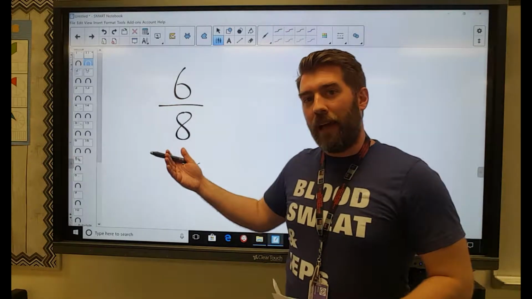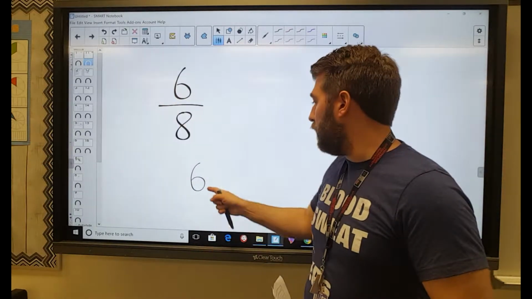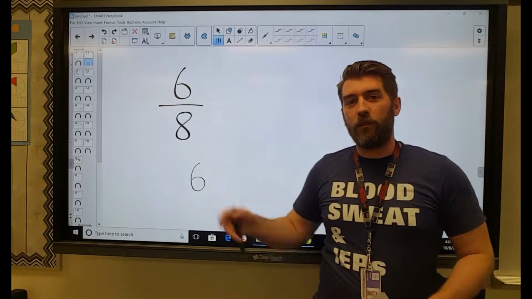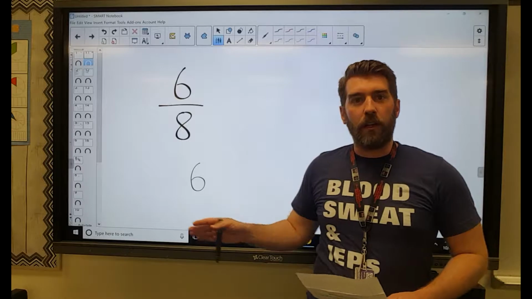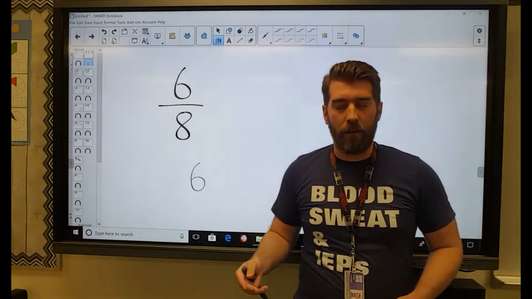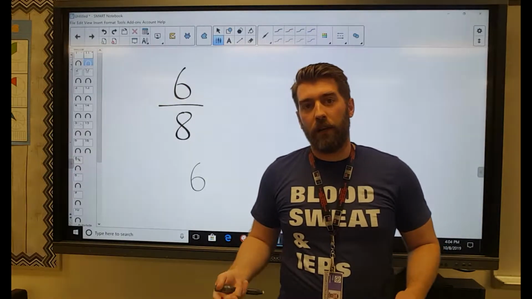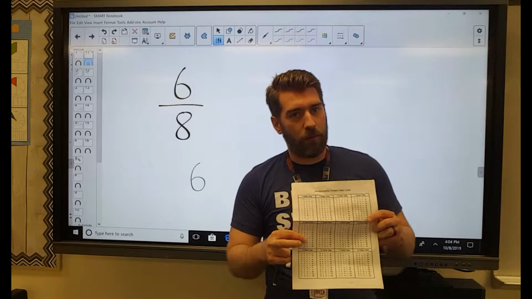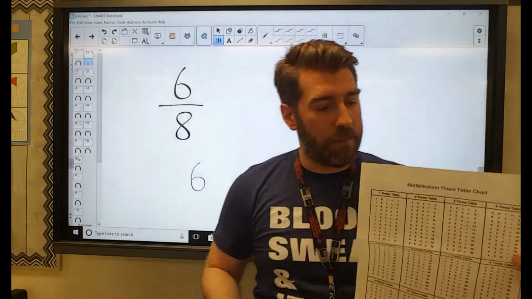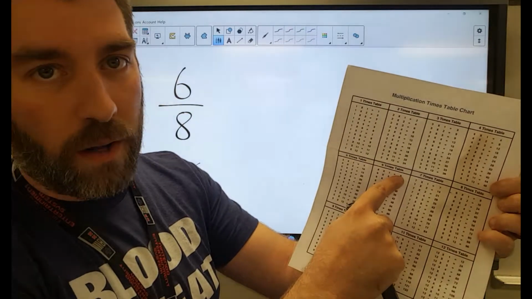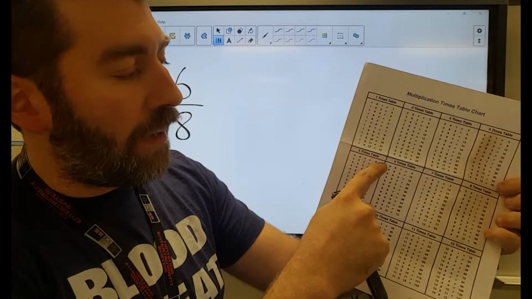Along with that, your numerator is also going to be your largest factor. What I mean by that is once you write down your numerator as a factor, you don't need to look at any other numbers larger than your numerator. So in this case, our numerator is 6. I'm going to start at 5 on my times table, and I'm just looking at the answers.